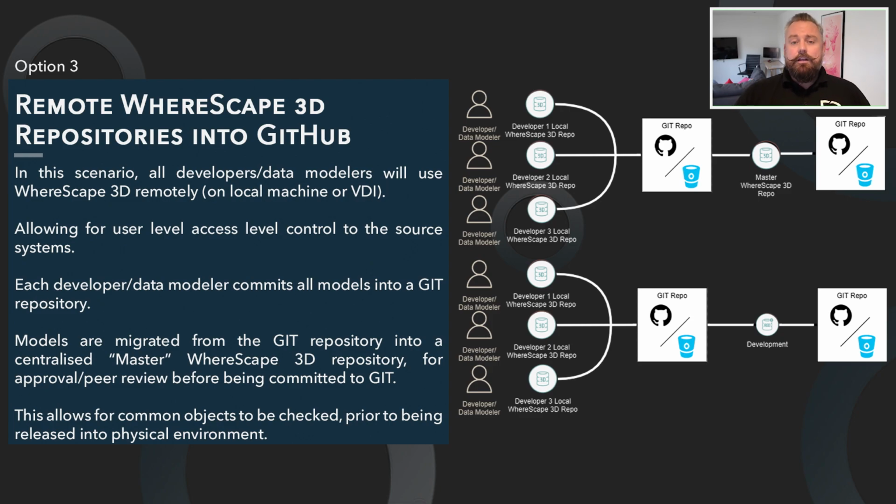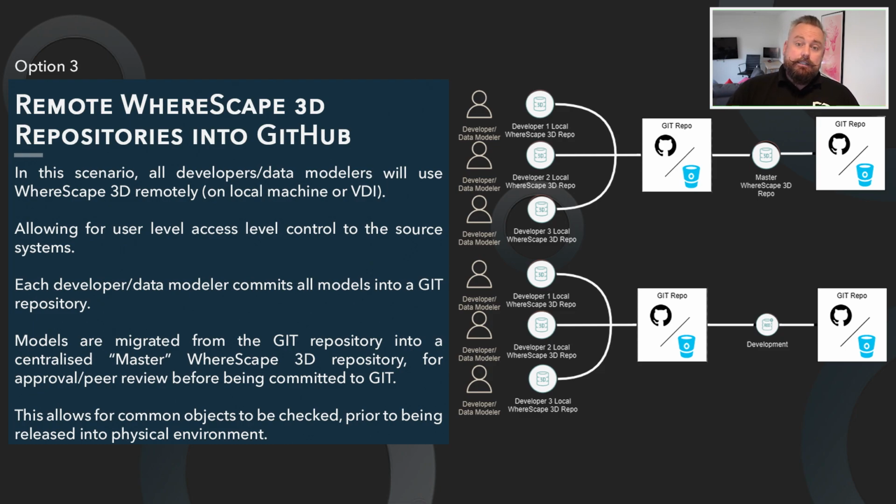And then from here, the Git repository will be used to send those models into the master repository where the standard checks and balances can be made to ensure the entire data warehouse or all data models don't clash and there's no changes to any common objects. And again, that can be moved directly into Git.